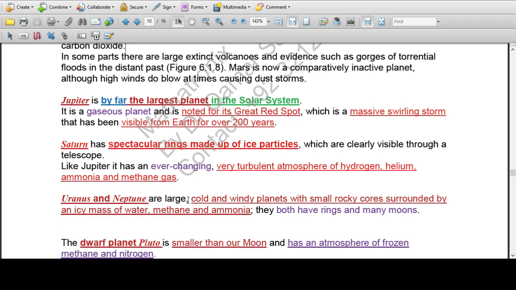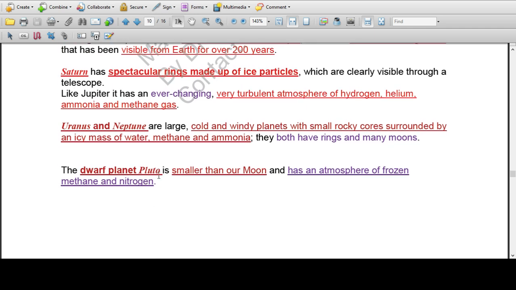Uranus and Neptune are large, cold, and windy planets with small rocky cores surrounded by an icy mass of water, methane, and ammonia. They both have rings and many moons. These are the gaseous planets: Jupiter, Saturn, Uranus and Neptune. The dwarf planet Pluto is much smaller than our moon and has an atmosphere of frozen methane and nitrogen. Pluto is very small, so it is called a dwarf planet.